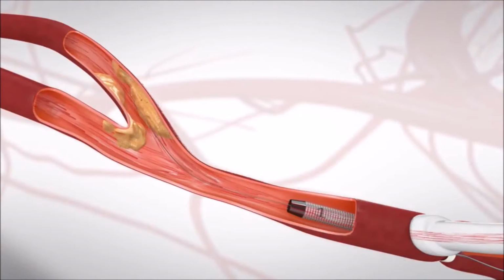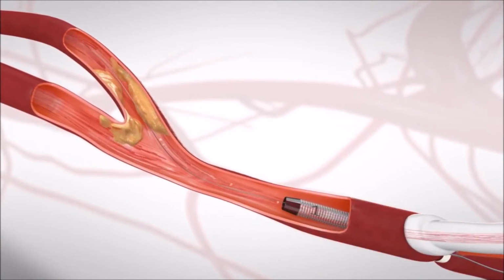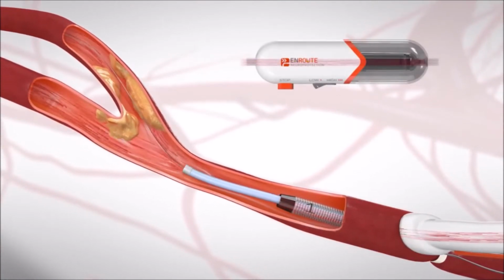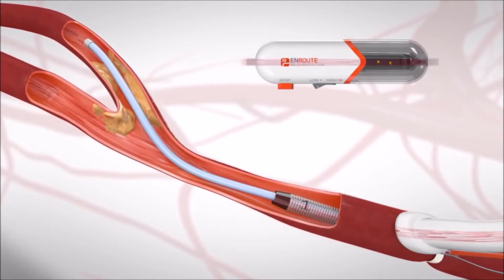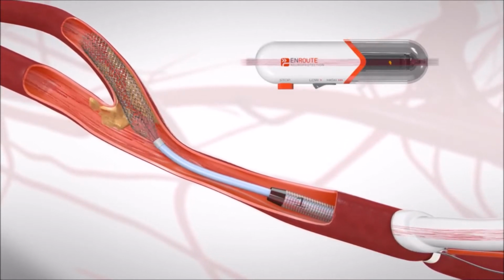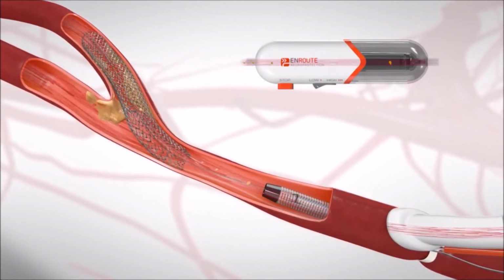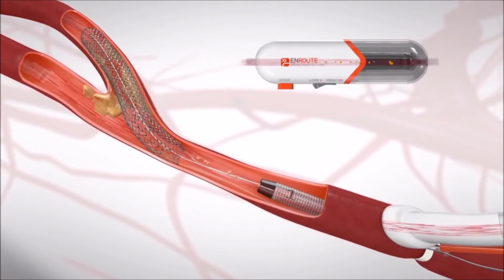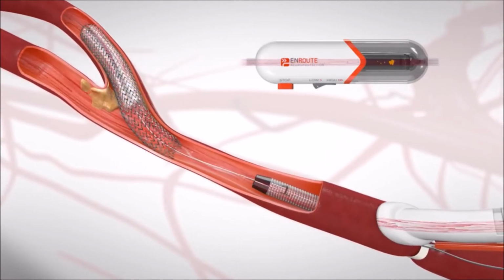With flow reversal established, the conformable ENROUTE transcarotid stent is placed to stabilize the plaque against the wall of the artery and minimize the potential for a future stroke. Balloon catheters can also be used to further expand the stent when appropriate.